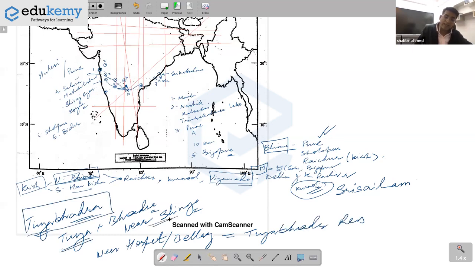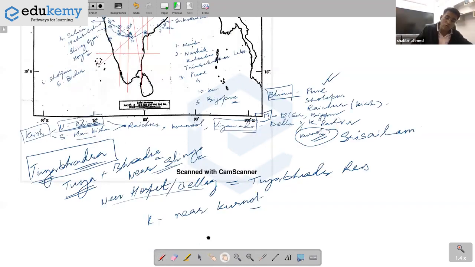Bhadra is from near Shimoga. It passes from near Hospet and Bellary, and Hampi. This is the location of Bhadra reservoir also, and goes and joins the main Krishna. It joins the main Krishna near Kurnool. आपने कर्नूल मार्क किया हुआ है.